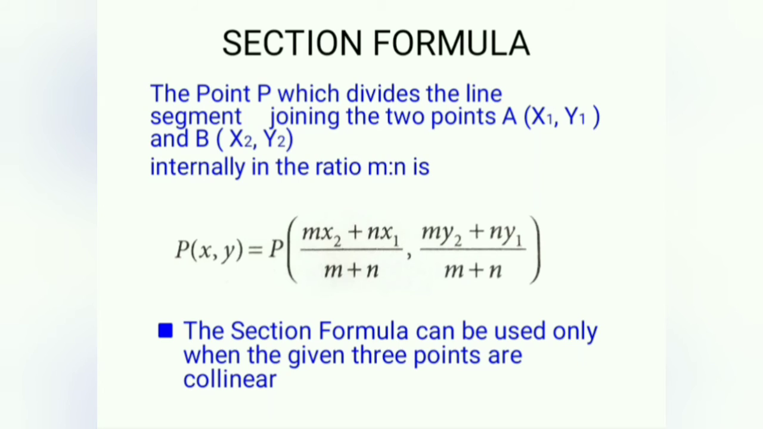Children, let's recap today's class. Section formula: the point P, which divides the line segment joining the 2 points A(x1, y1) and B(x2, y2) internally in the ratio m is to n, is P(x, y) equal to P((mx2 + nx1)/(m + n), (my2 + ny1)/(m + n)). The section formula can be used only when the given 3 points are collinear.